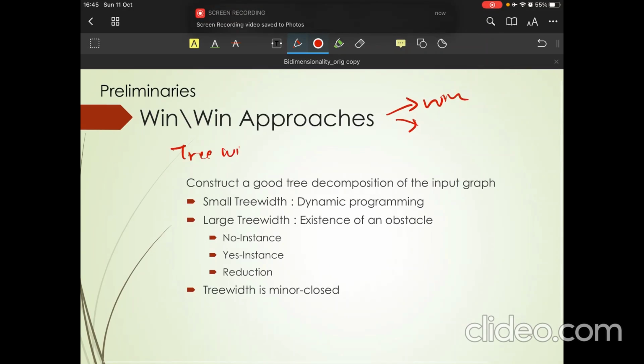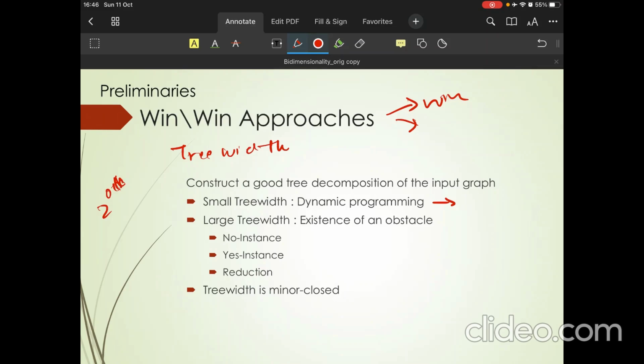So tree width is a win-win approach. Studying problems with respect to tree width is a win-win approach. Why so? Let's discuss. Suppose you have a good tree decomposition of the input graph. Intuitively, if you have a smaller tree width, for a lot of problems we can define a dynamic programming, because a smaller tree width means it's very close to a tree structure, and on trees we can solve a lot of decision problems by a simple dynamic programming.